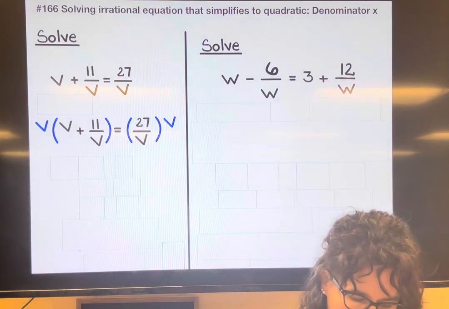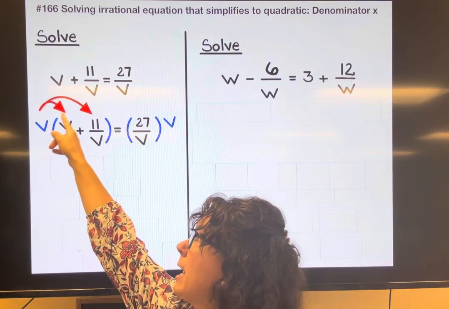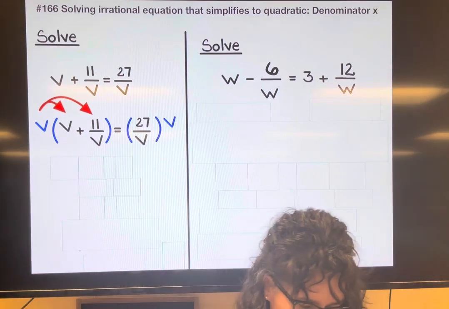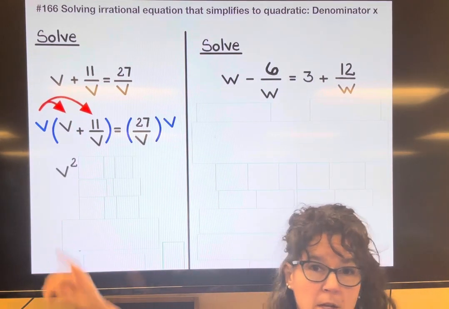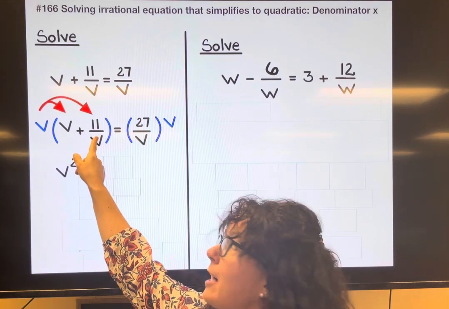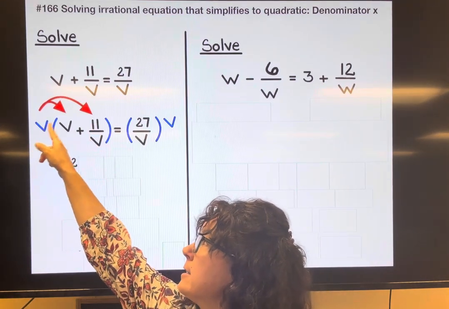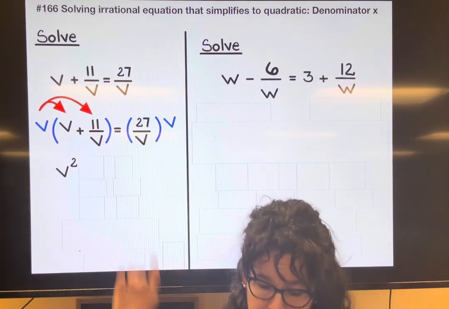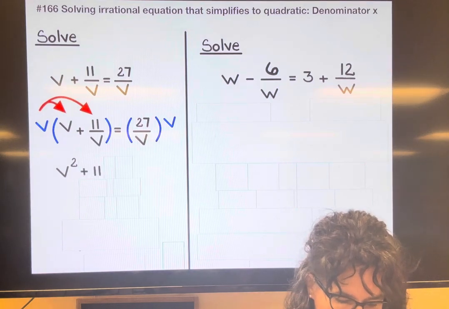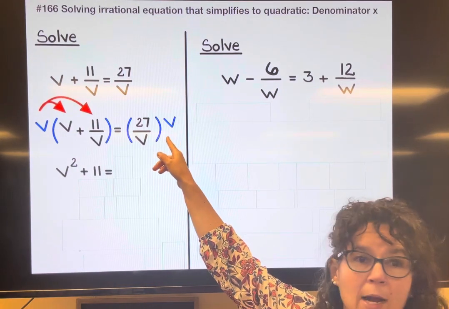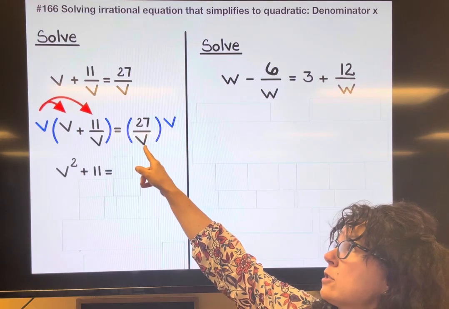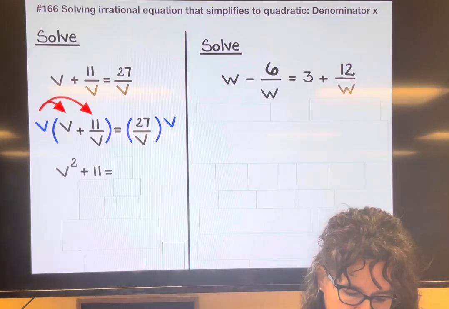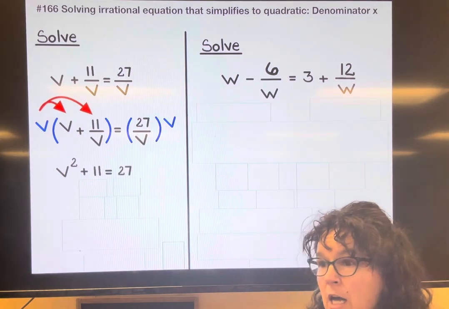Now when I multiply the left side by v, I'm going to have to distribute that through. So v multiplied by v is v squared. But when you multiply this second fraction by v, this v cancels that v out, and the only thing I have left is plus 11. I'm going to bring down my equal sign. When I multiply the right side by v, it cancels the v in the denominator, so all I have left is the 27. Now we have an equation that looks a lot easier.